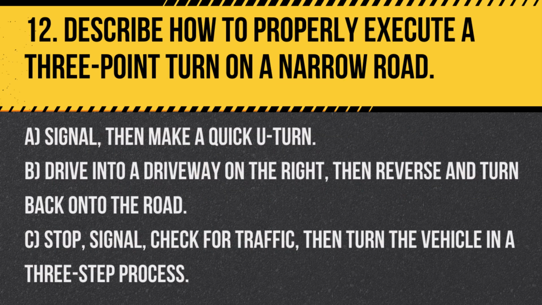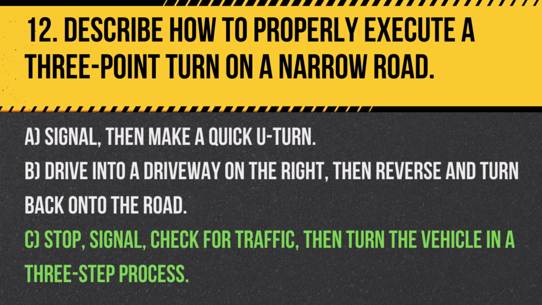Question 12. Describe how to properly execute a three-point turn on a narrow road. A. Signal, then make a quick U-turn. B. Drive into a driveway on the right, then reverse and turn back onto the road. C. Stop, signal, check for traffic, then turn the vehicle in a three-step process.